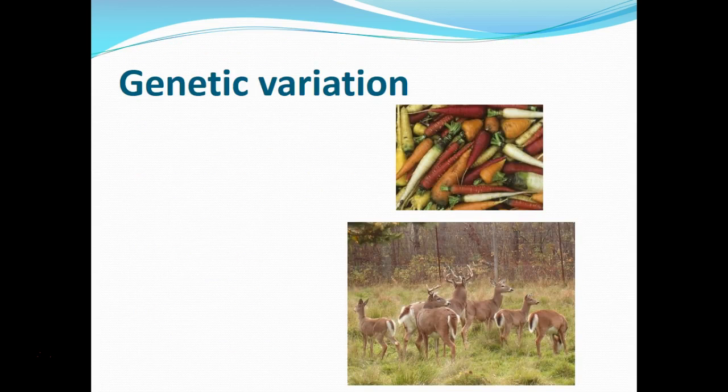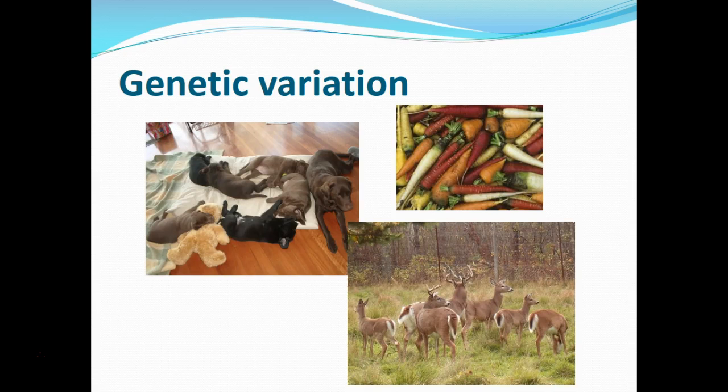So we see genetic variation in all kinds of living things that reproduce sexually, and yes, as we talked about earlier in other units, even plants reproduce sexually. So here we have some varieties of different kinds of carrots. And in a population of deer, yeah, they all look kind of alike. They all have white tails, and the males have these antlers. They have white spots you can see around their eyes. But if we started taking measurements of each individual deer, there are differences between them.